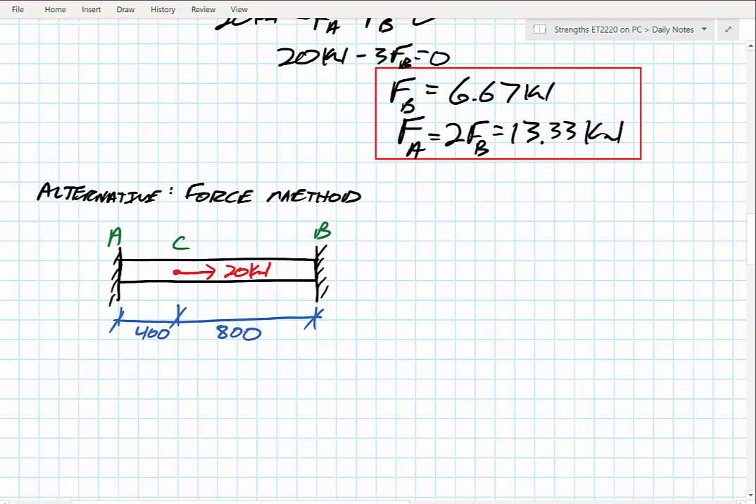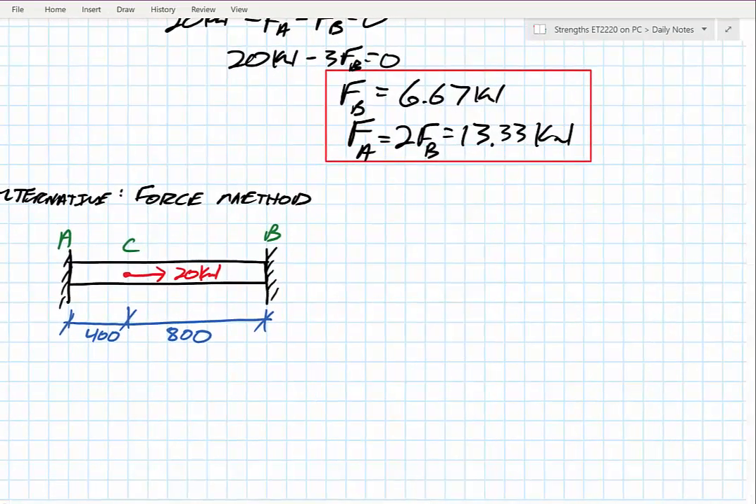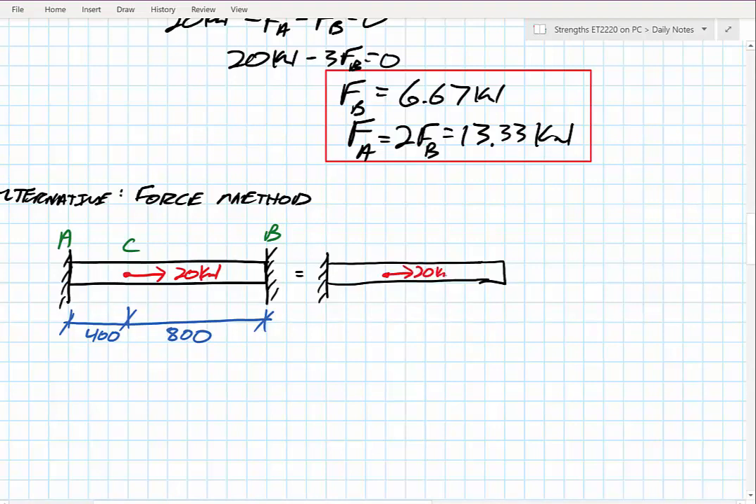Well, the way this force method works is, that's my initial problem, and the first step is I'm going to remove a redundancy. Like I said, that is statically indeterminate to the first degree, meaning I have one redundancy. I'm going to remove that redundancy, and the redundancy that I'm going to remove is the reaction at point B.